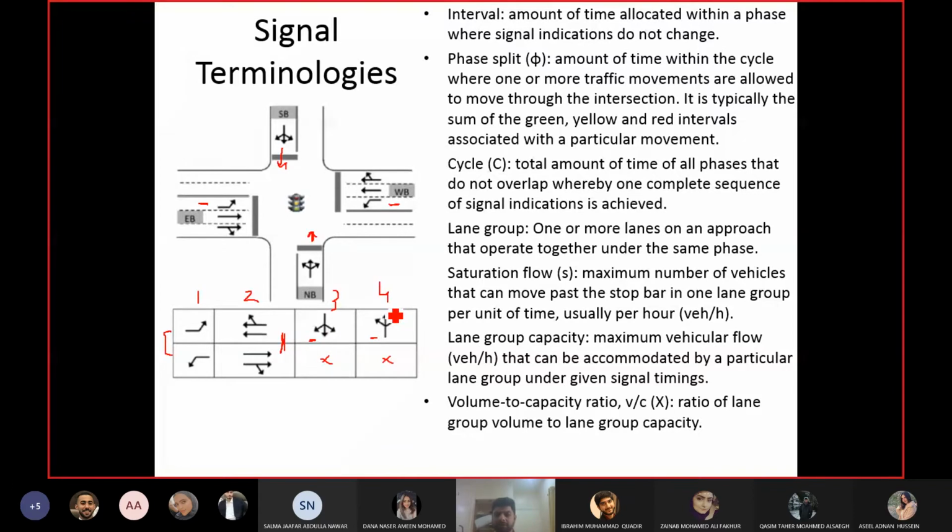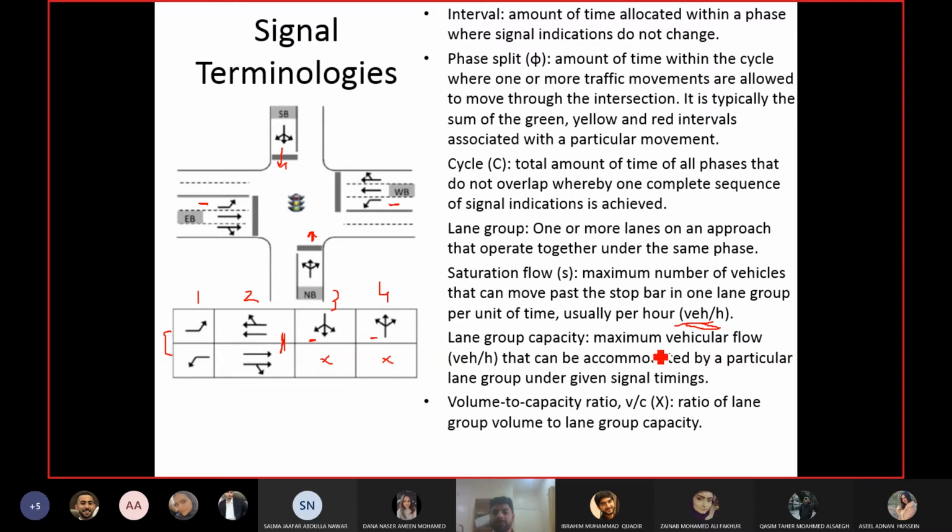Okay, saturation flow: the maximum number of vehicles that can move past the stop bar in one lane group per unit of time, which is usually 1 hour. And I think I have discussed earlier that saturation flow rate is basically a theoretical value, because you do not have 1 hour of green. So the saturation flow rate is the ideal value if you do not consider the red time and the time which is lost because of the signal. Then you can achieve saturation flow rate.